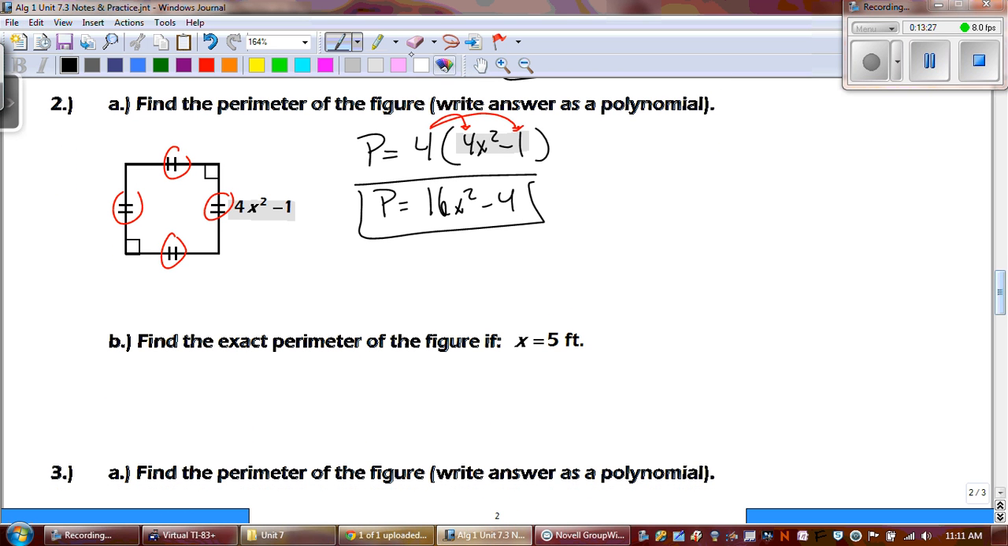And now once again, find the exact perimeter if x equals 5. So now we're just going to use that formula we just did. 16 times 5 squared minus 4. Why don't you guys pause the video and see if you can figure that out?